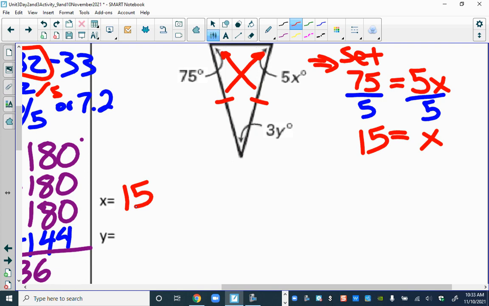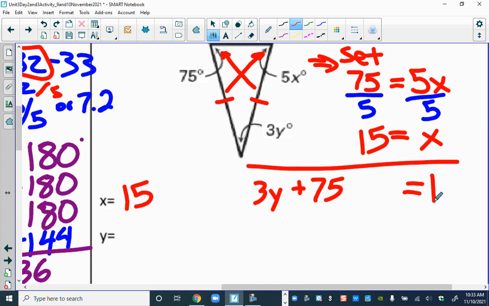Now, what's the plan of attack for the second part of this problem? How do we get the y? What's an idea? Who could tell us? Anybody? Okay, you're on the right track. You said 3y plus 75 was 180. Well, almost. You have two of those angles. Okay, so you have to add that 5x.